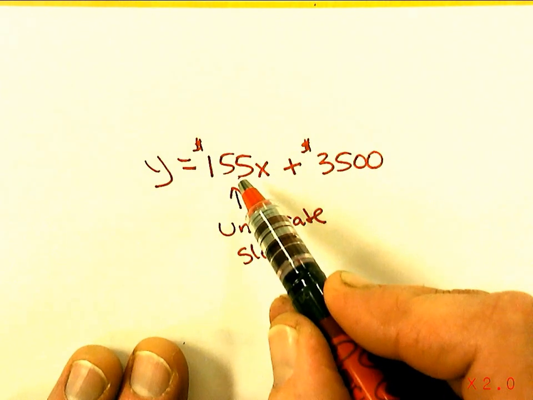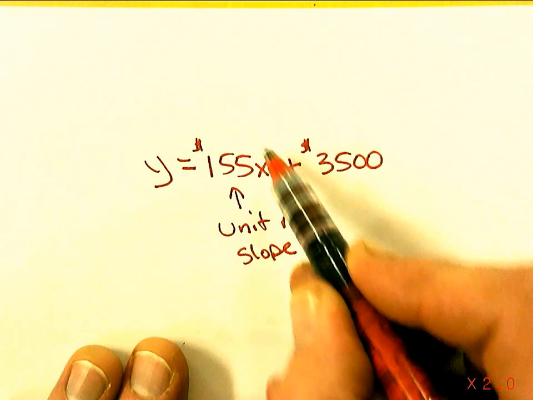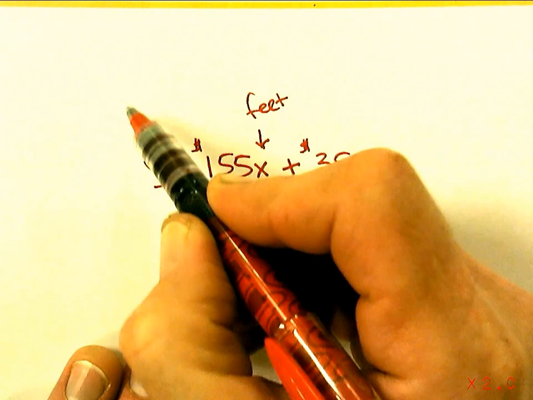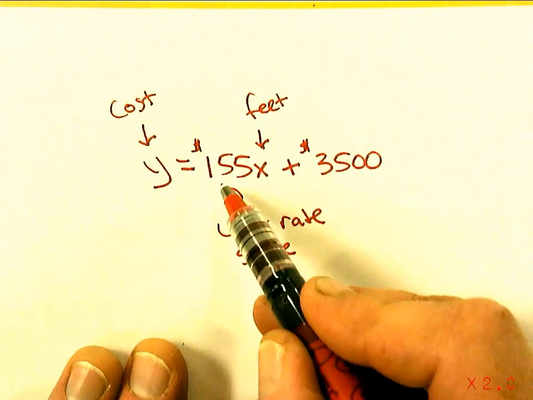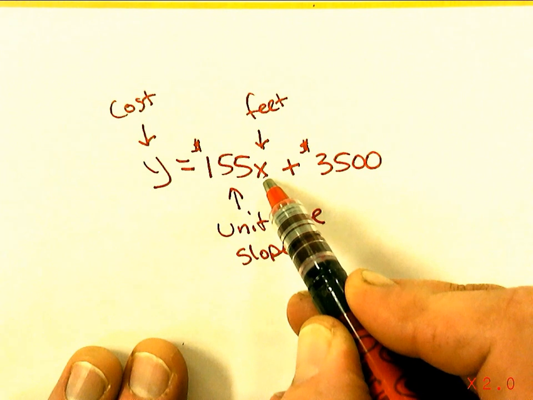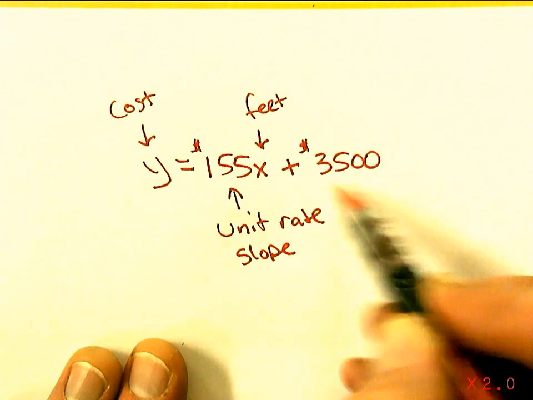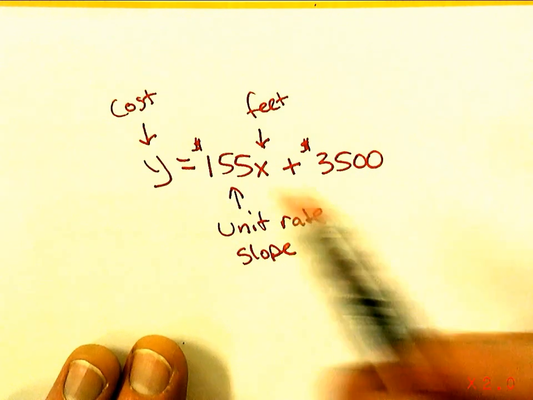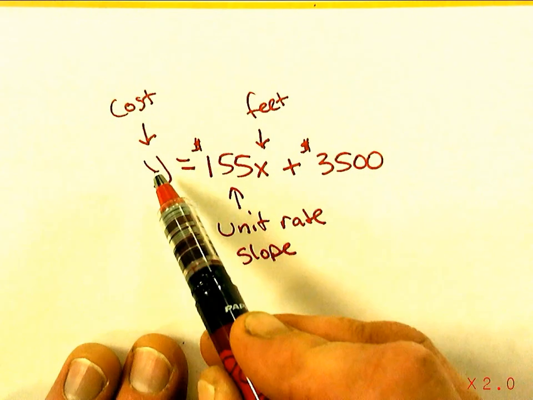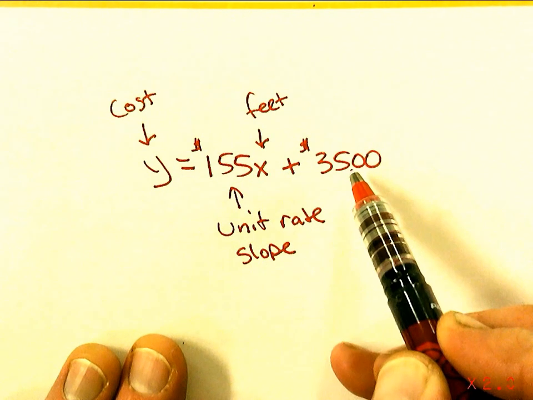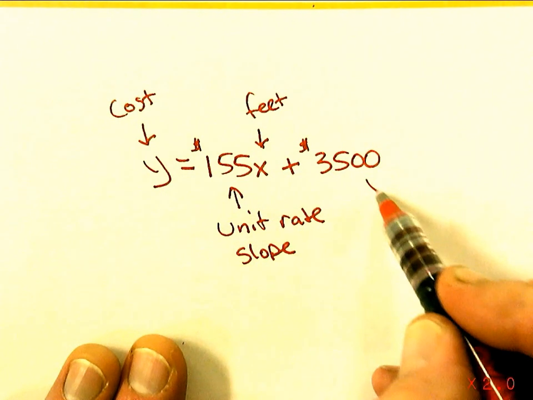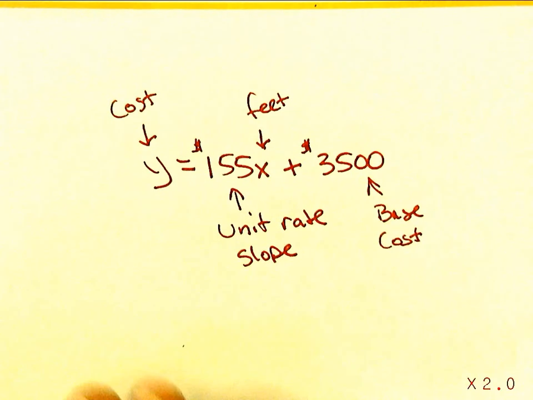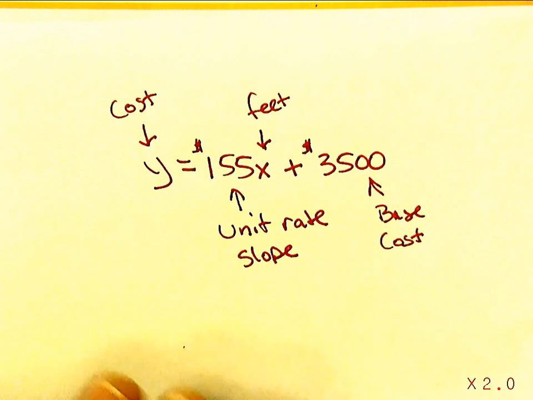And it tells us something about the cost of painting bridges. In this case, if the x is the feet and the y is the cost, then it's $155 per foot to paint the bridge, plus again this $3,500 base cost. So every time you write an equation, there's some meaning to every part of the equation. The y represents something, the x represents something. These other numbers mean things. Again, this is like a base cost. Regardless of how much bridge you paint, there's going to be some costs involved in painting that bridge.